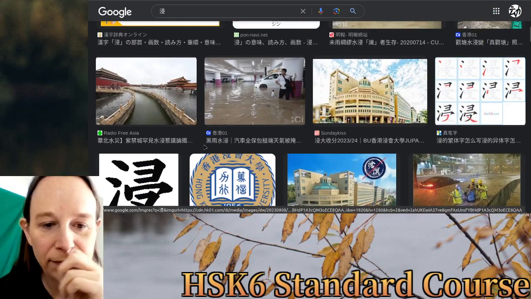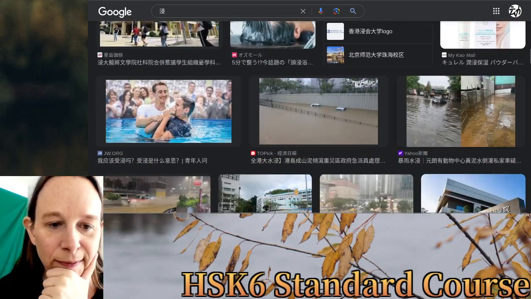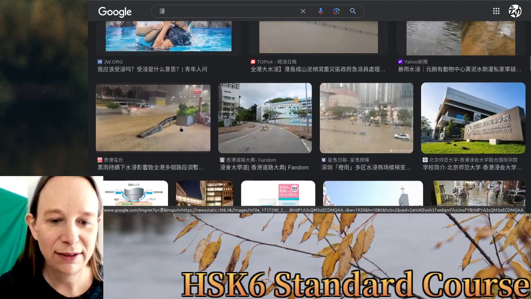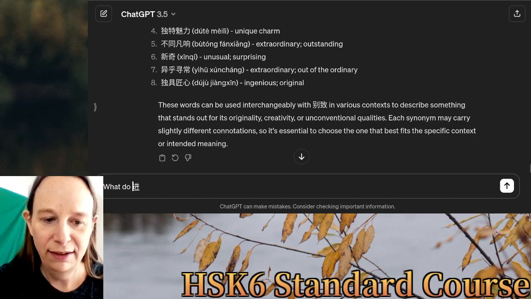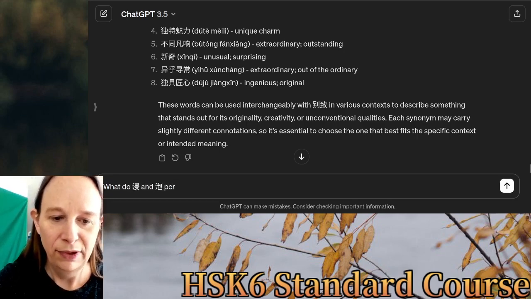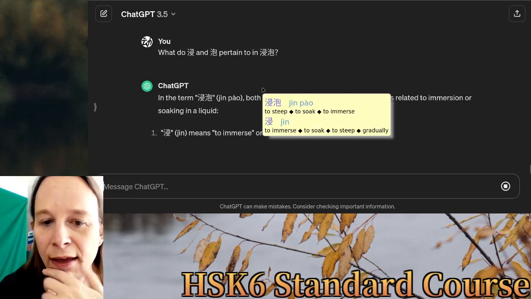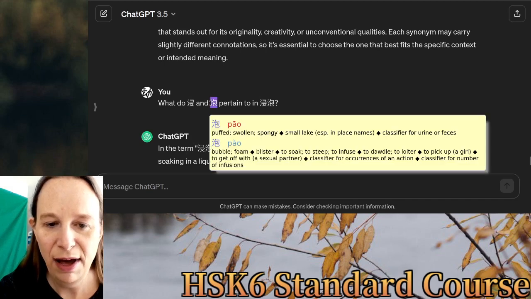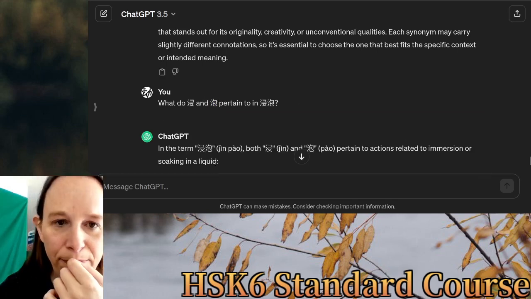Why are they being flooded? 水浸, immersed, soaked, steep. Is this some kind of ritual, it looks like? I don't know what that is. 浸泡. Alright. Soak, immerse, steep. Okay. 浸泡. Pao is a verb, right? Sorry, is a noun. Oh, but it also means to soak. Okay. Oh, there's one other one.